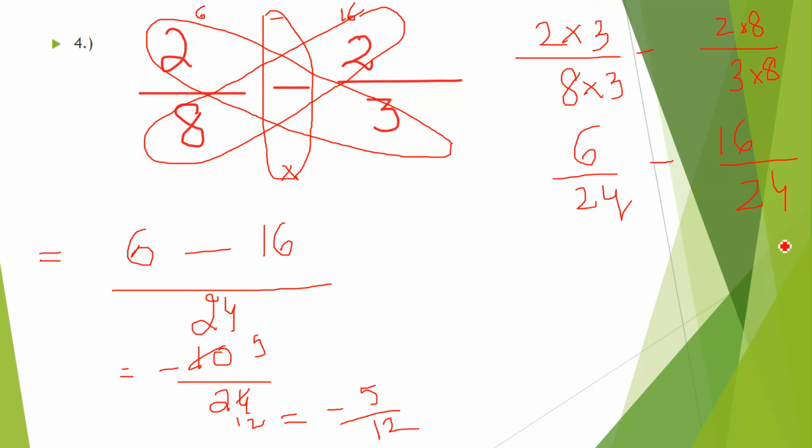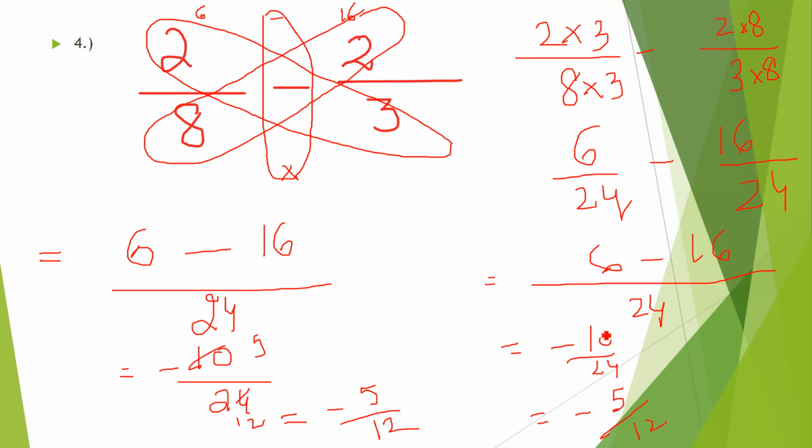Now we have the same denominator. So according to question number 1, if you have the same, write down only one time. 6 minus 16, which will be equal to minus 10 over 24, and which will be equal to minus 5 over 12 if we divide further with 2. 2 5 times and 2 12 times, right? So same answer. Again, you have to see if it is proper or improper. So this is proper, numerator is less than denominator, we cannot convert to a mixed fraction.